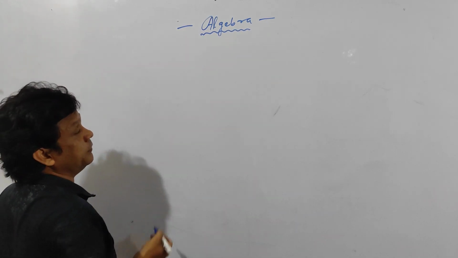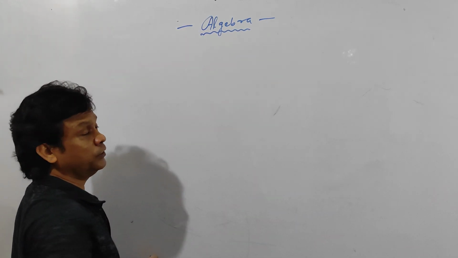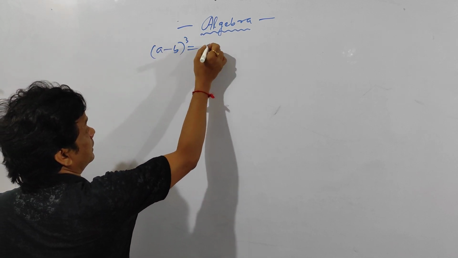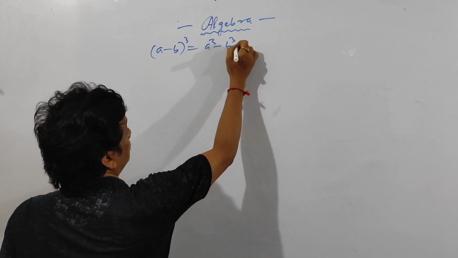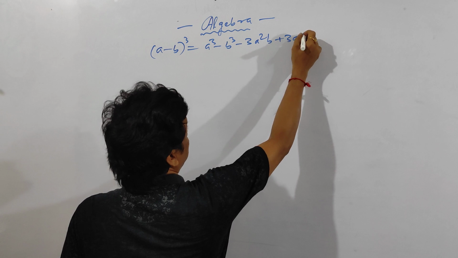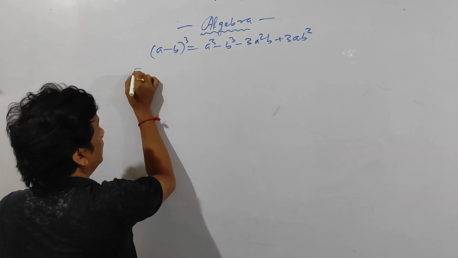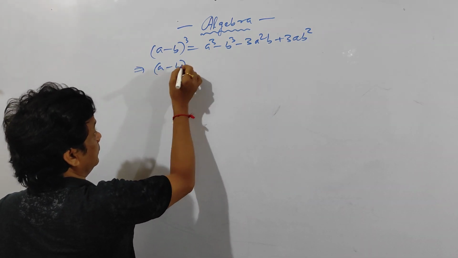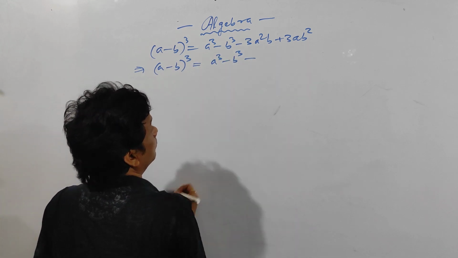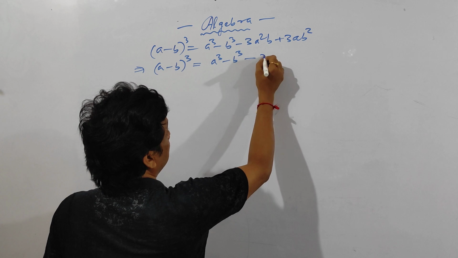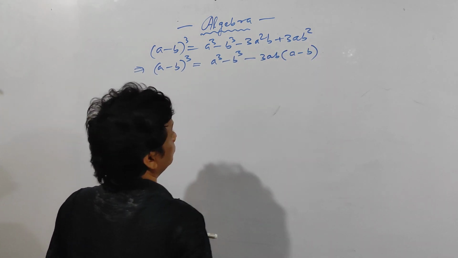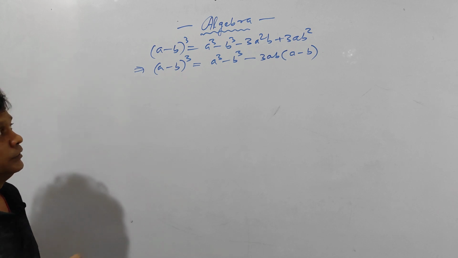Now let us see. I have taken the positive a plus b whole cube, and now I am going to tell you a minus b whole cube. What is a minus b whole cube? It is a cube minus b cube minus 3a square b plus 3ab square. So which I can write like this: a minus b whole cube is equal to a cube minus b cube minus, take 3ab common, will be a minus b. Clear?